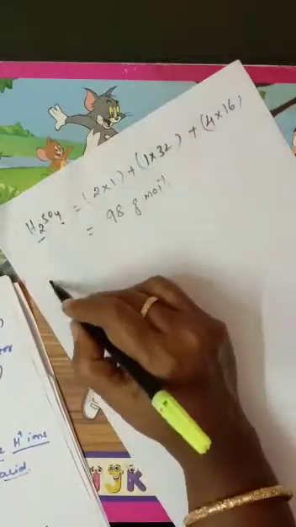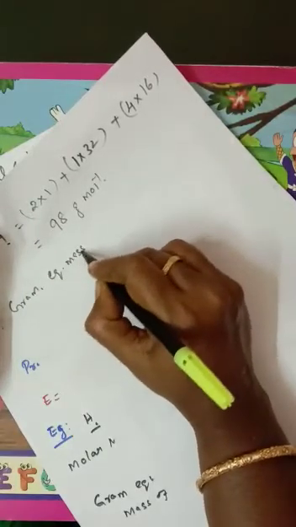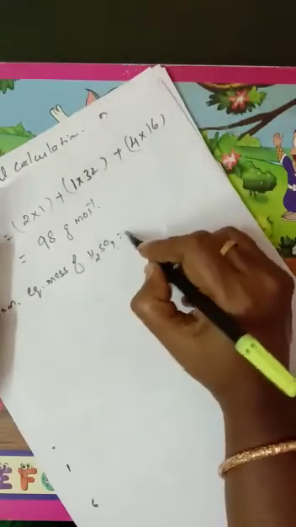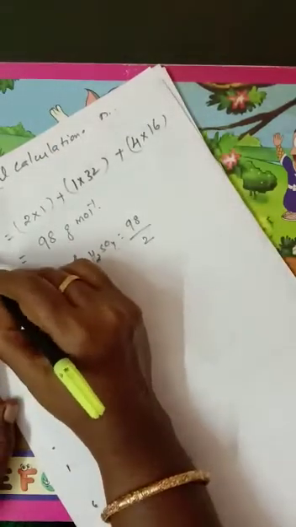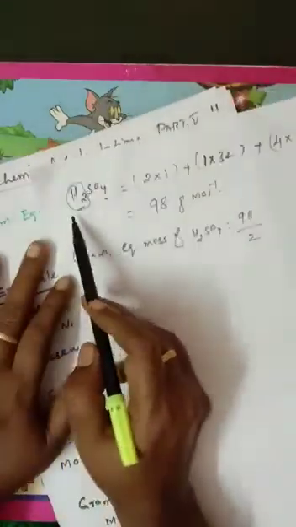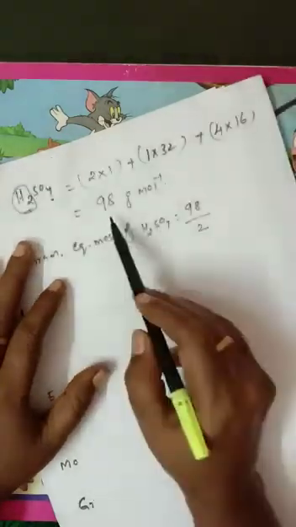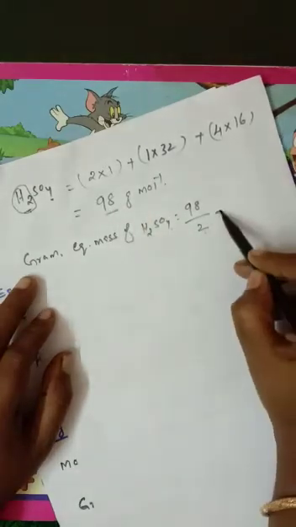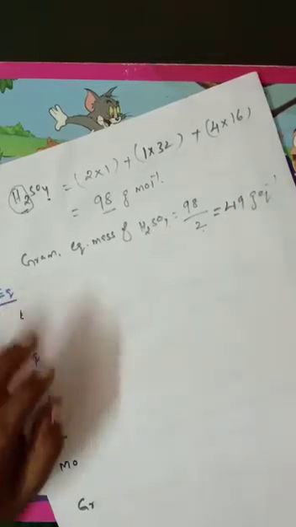So the gram equivalent mass of sulfuric acid is 98 divided by 2. Why am I writing 2 here? Because the replaceable hydrogen present here is only 2. In H2SO4, 2 hydrogens are present, and the 2 hydrogens can be replaced. That is why the equivalent mass of sulfuric acid is the molar mass divided by 2, so we get 49 gram per equivalent.